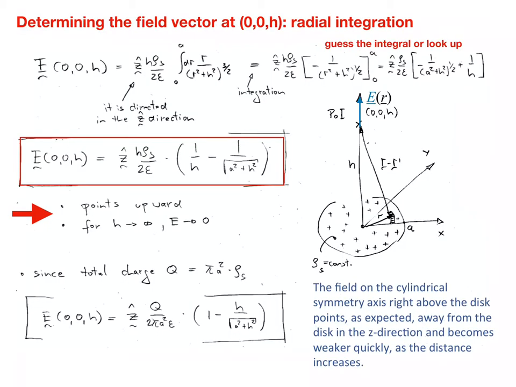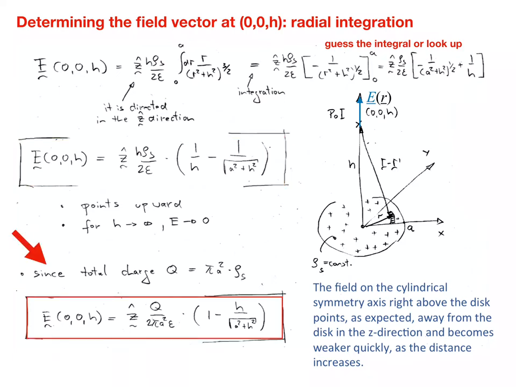The result tells us that the electric field vector at the point of interest points upward, and that for large distances h, the electric field becomes 0. Thus, the electric field vector, as shown in the sketch, becomes shorter and shorter as h increases, and is 0 at infinity. This result is in agreement with expectation.